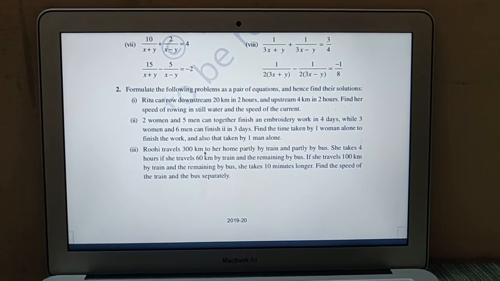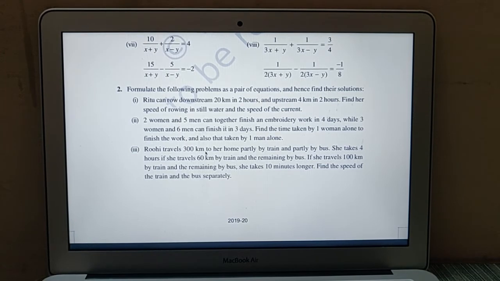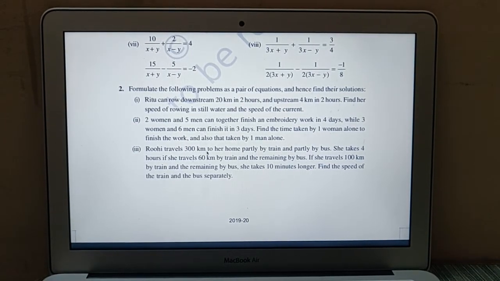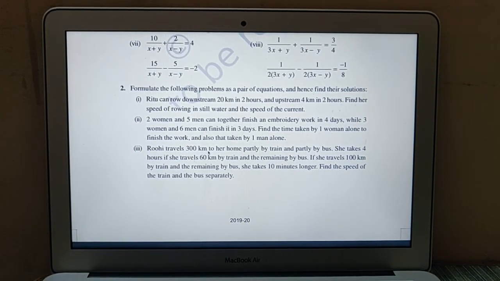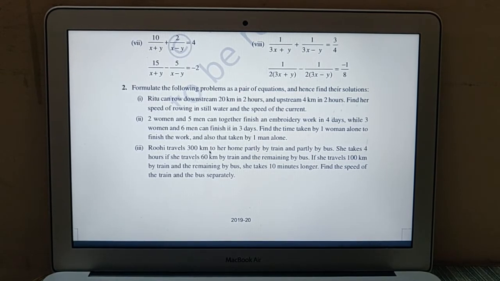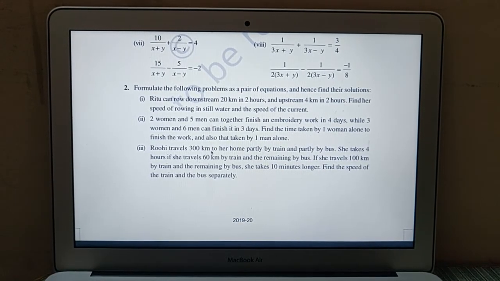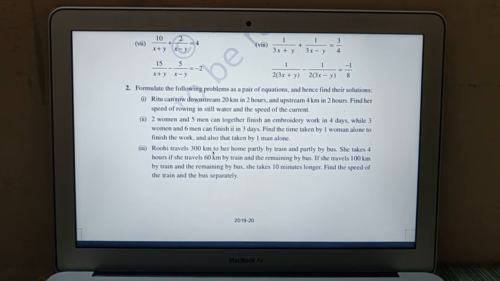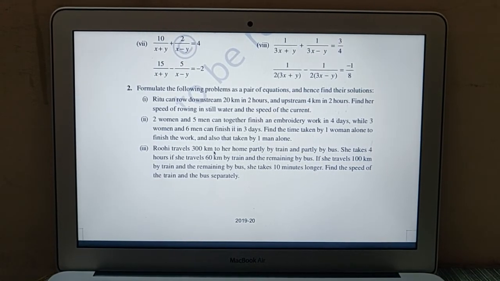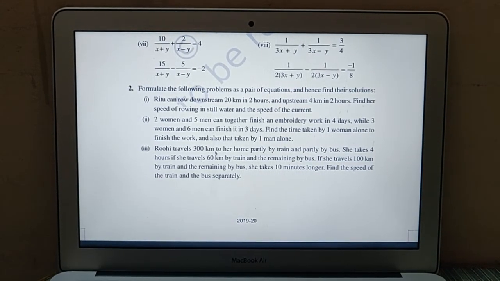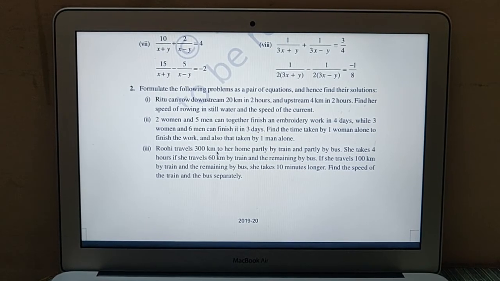Okay, now the second question. Now look, this question is important. 2 women and 5 men can together finish an embroidery work in 4 days, while 3 women and 6 men can finish it in 3 days. Find the time taken by 1 woman alone to finish the work and also that taken by 1 man alone.